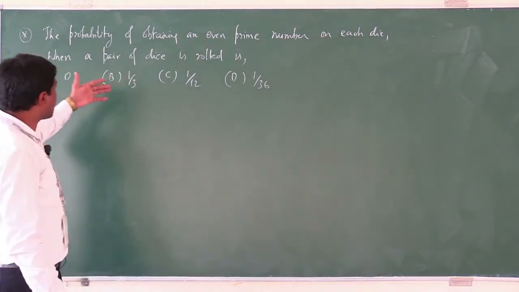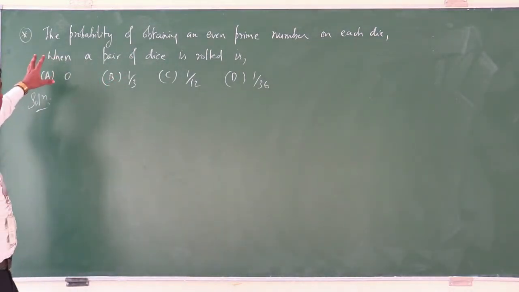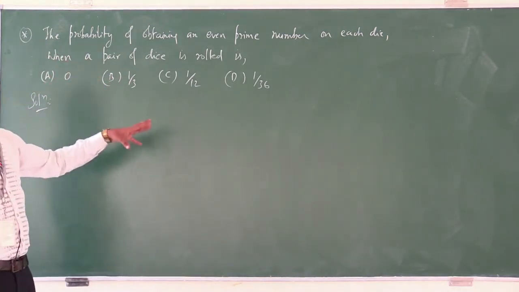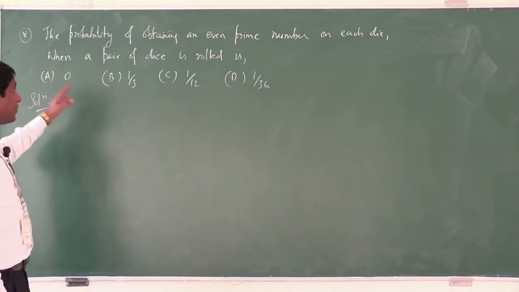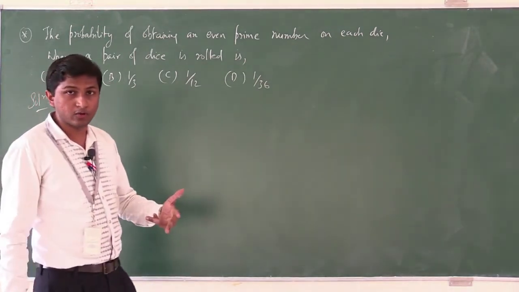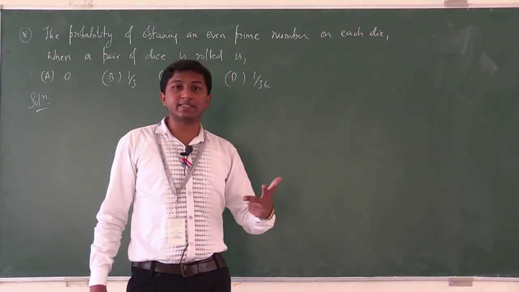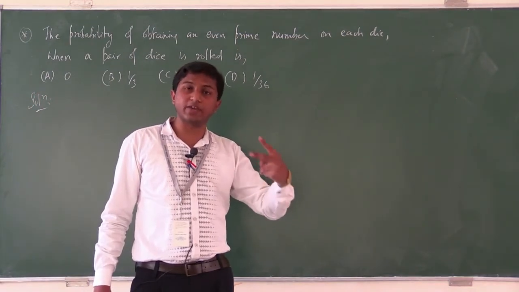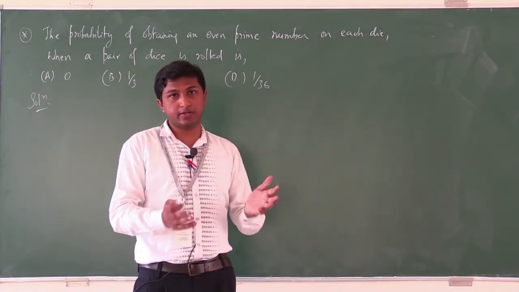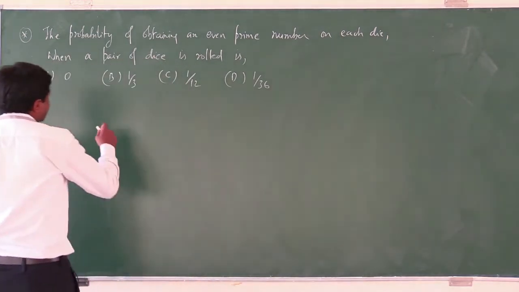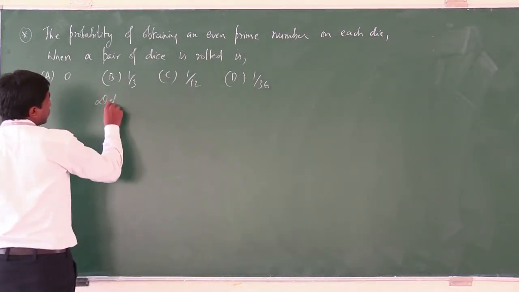But what is this question asking us to do? It is asking us to find out the probability of obtaining an even prime number on each die when a pair of dice is rolled. So when 2 dice are rolled, what is the probability of getting an even prime number on both the dice? Okay, it is as simple as that. We'll start the solution like this.